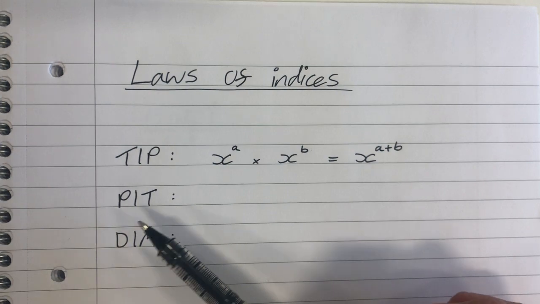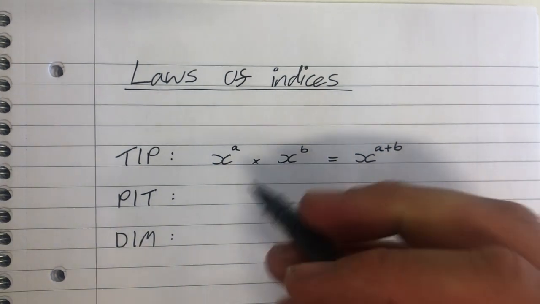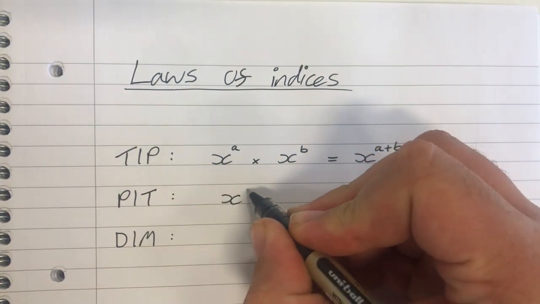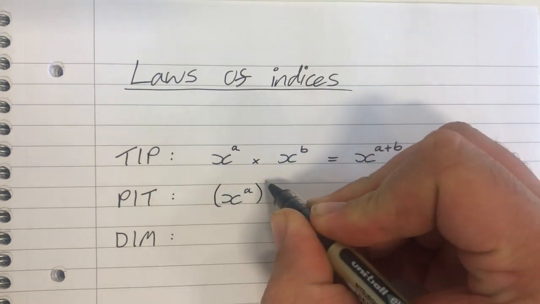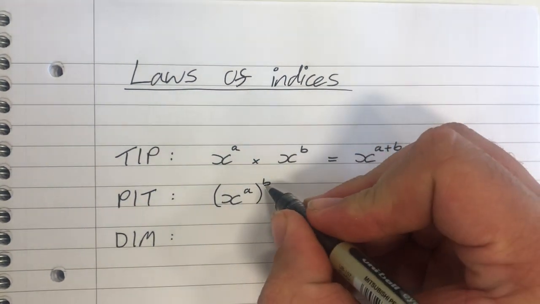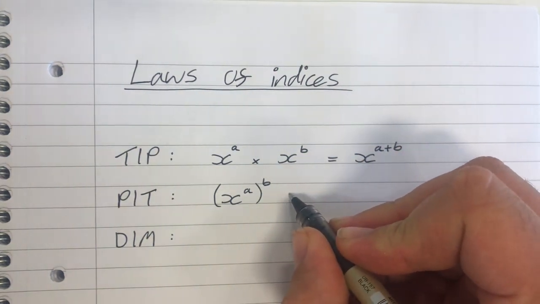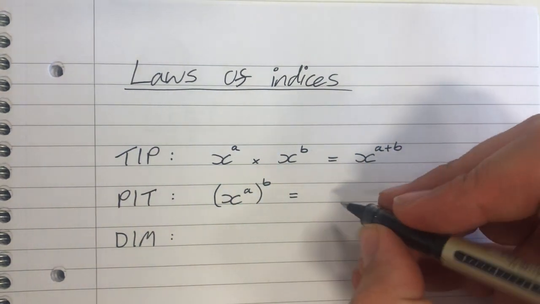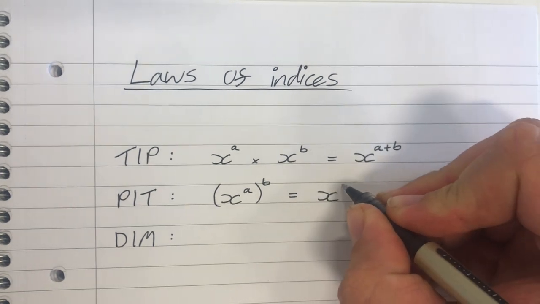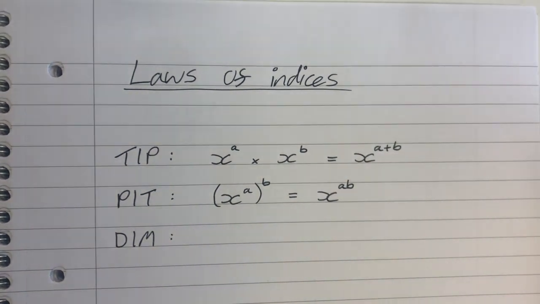PIT is power indices times. So this is x to the a to the power b. So I'm raising an index to another index, and PIT says I times the powers together. So this becomes x to the a times b.